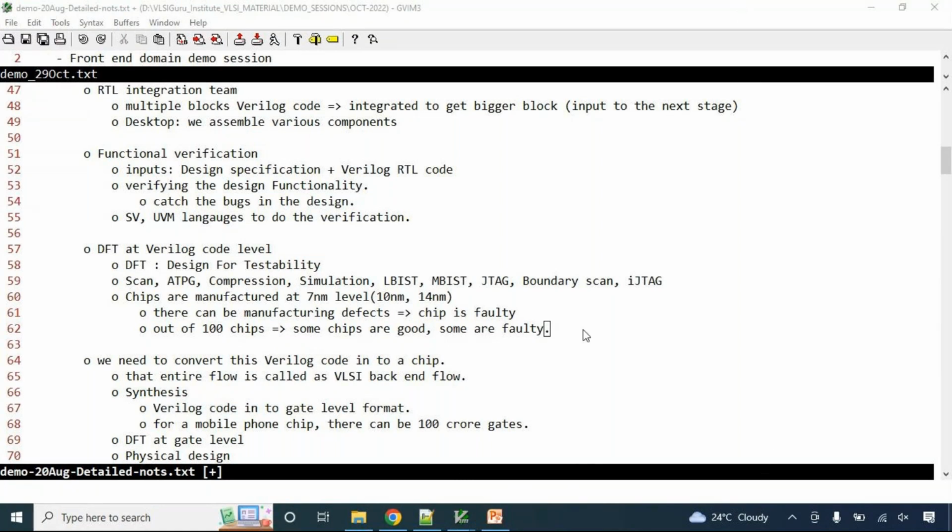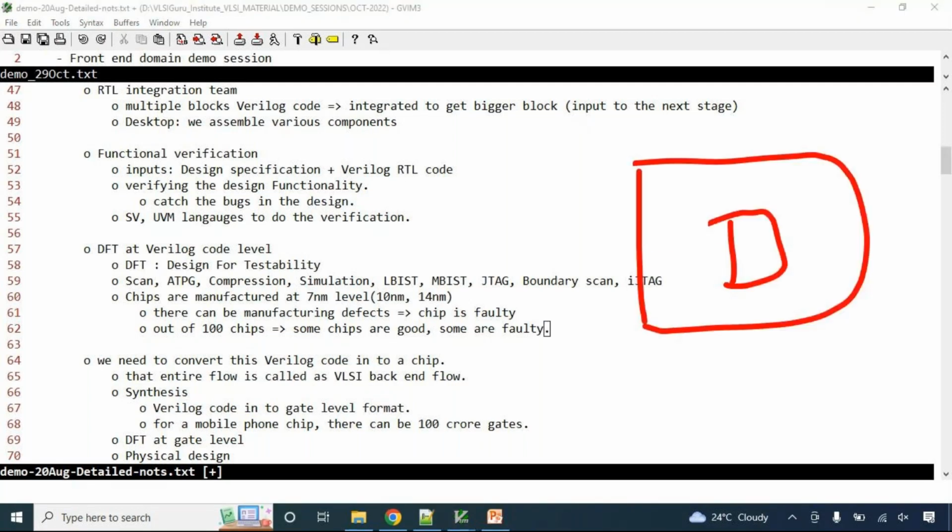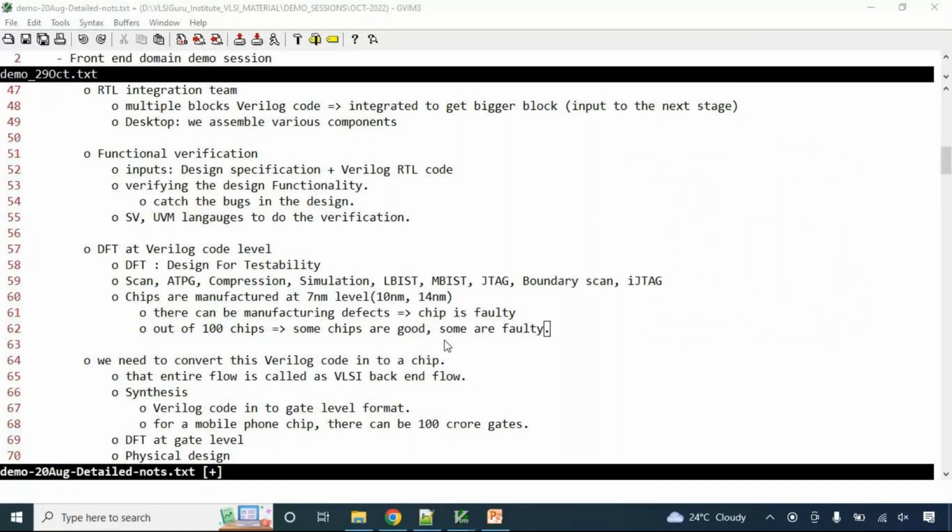Okay. So, what do we do? We take a tester, we keep the chip, we apply inputs, and we get outputs. If the outputs come properly as expected, the chip is good. If the output doesn't come properly, the chip is faulty. Then they distribute: these are good chips, these are bad chips. So good chips go for packaging.